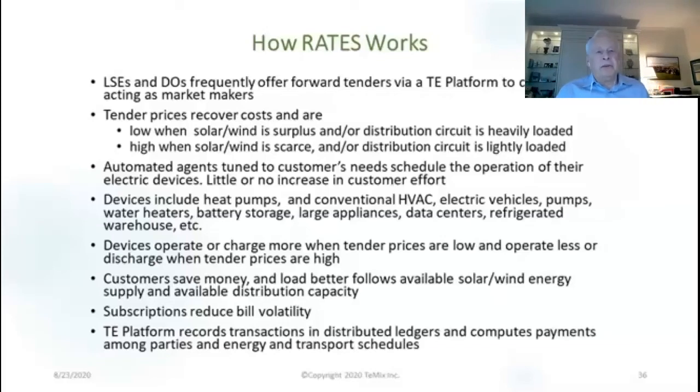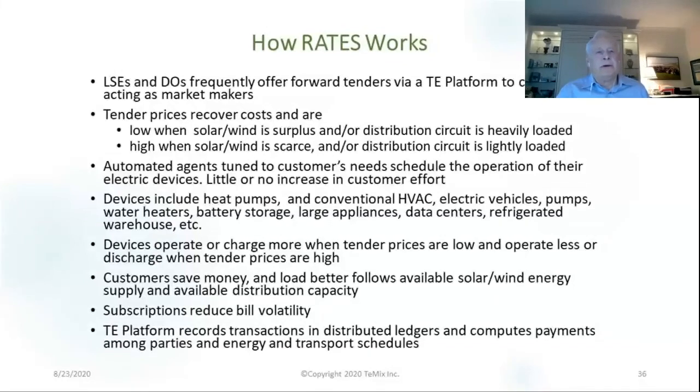The automated end agents that serve the end customers are tuned to the customer preferences, and they schedule the operation of the individual devices. You can do this almost completely automatically with only the occasional customer input required. So this is very important in terms of customer participation. Typical devices include heat pumps, conventional HVAC, electric vehicles, pumps, water heaters, battery storage, large appliances, data centers, refrigerated warehouses. Behind the TEMIX service interface, we don't care what's there. They just have to respond to the tenders and come back with transactions. Devices typically operate or charge more when tender prices are low, and operate less or discharge when tender prices are high.